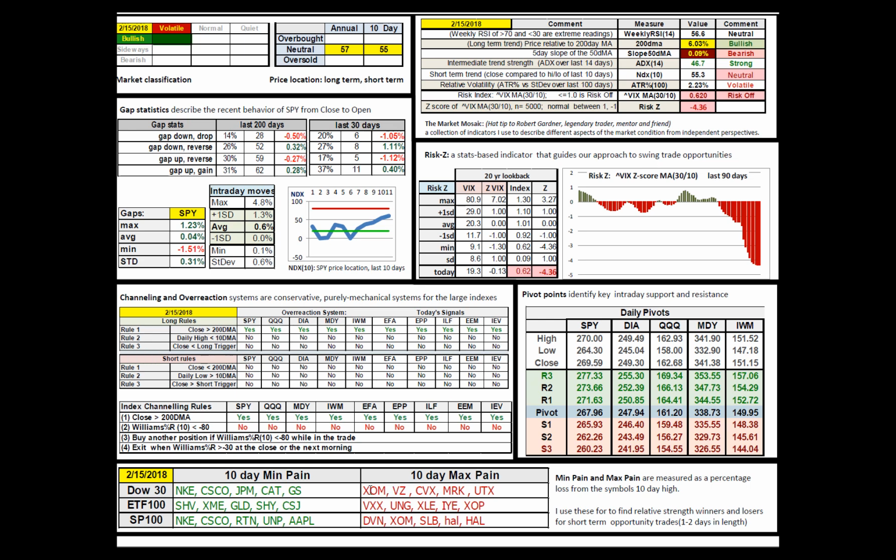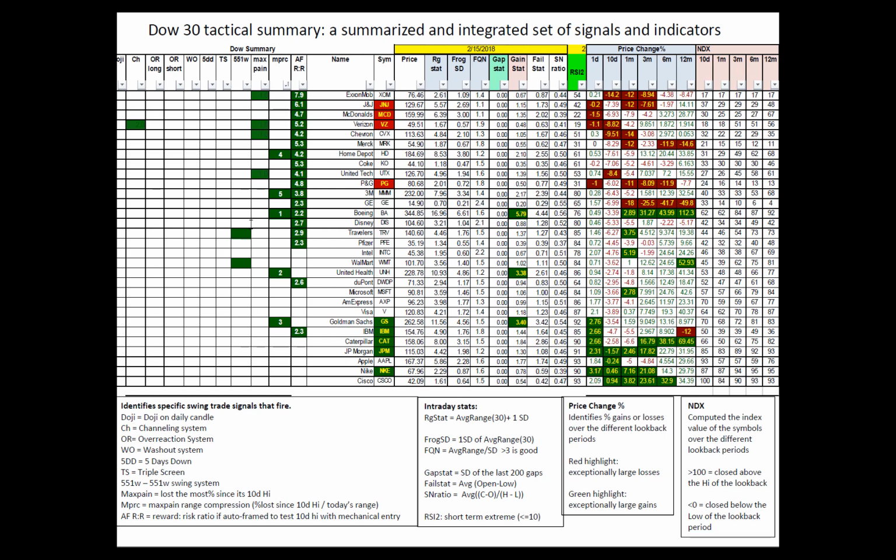Max pains: ExxonMobil, Verizon, Chevron, Merck, and United Tech. Devon Energy, ExxonMobil. So some significant weaknesses still in the energy sector. No signals channeling an overreaction because we've bounced far enough off the bottom.